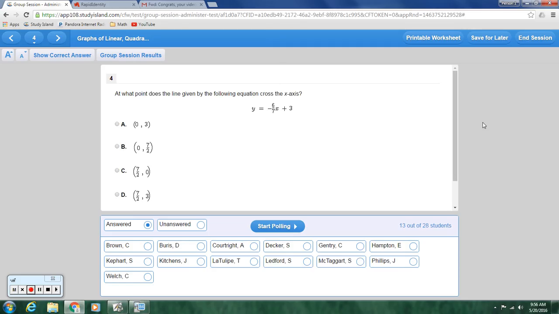At what point does the line given by this equation cross the x-axis? You might want to use a calculator on this one. Cross the x-axis. So at what point does it cross the x-axis? Oh, sorry. My bad. Now you should be able to see the question. So you want to graph it, figure out where it crosses the x-axis. Now the x-axis is where y is 0.